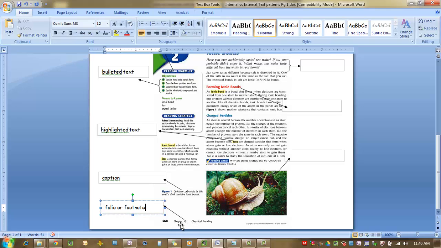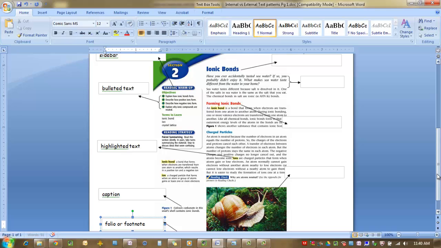If you're trying to find out more information about where you are in the book, look at the folio in a textbook or a magazine. Newspapers have them too. It gives information. A footnote could be anything. It could be a folio, but it could be definitions. It's anything at the bottom of the page that gives you more information.